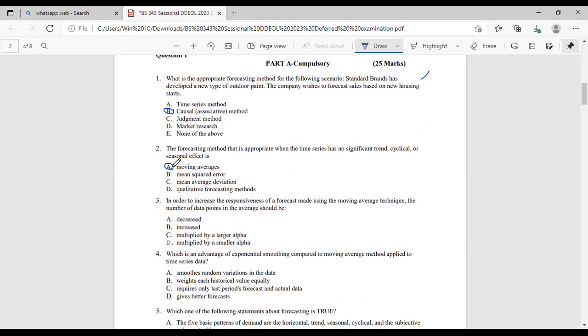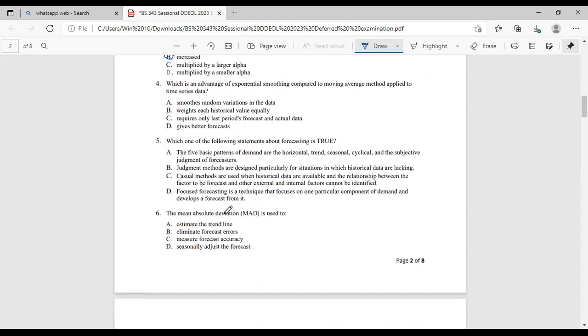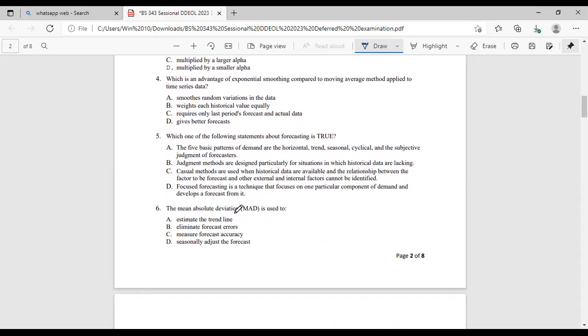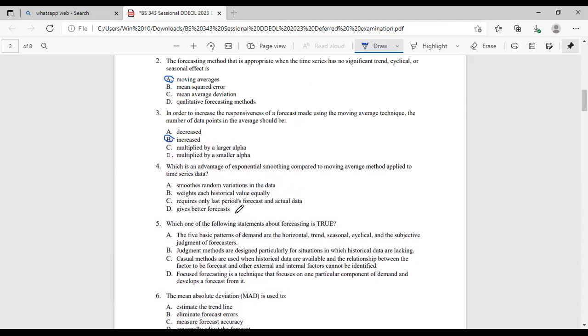Okay. And then we get down to the other one, where we are simply saying that in order to increase the responsiveness of forecasts made using the moving average, the number of data points will be increased. Then we are going down to the other one here. What's the advantage of exponential smoothing compared to moving average? Exponential smoothing uses the past data, the last period's forecast and actual data, which is C.